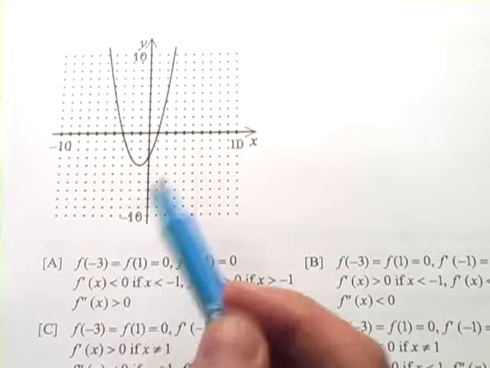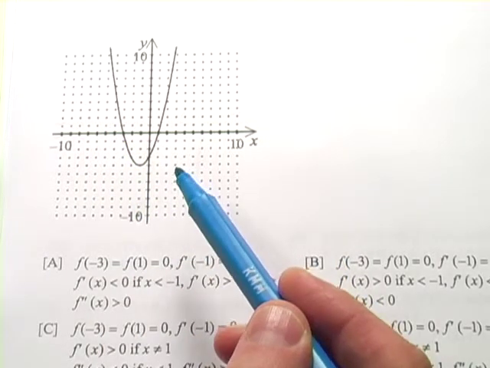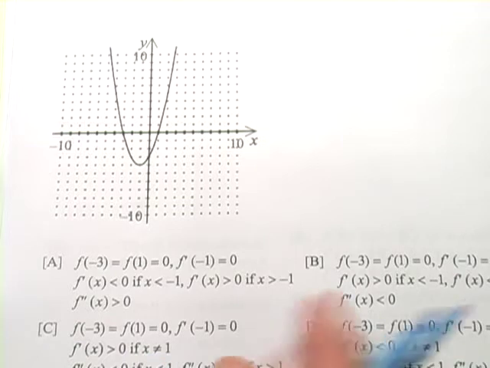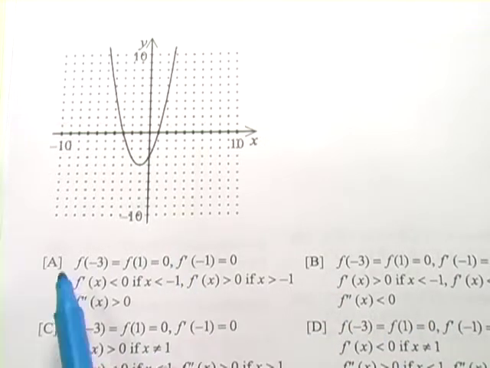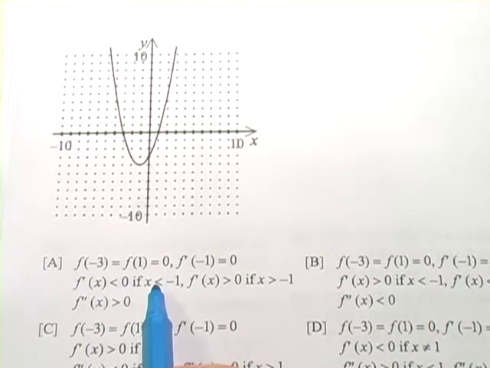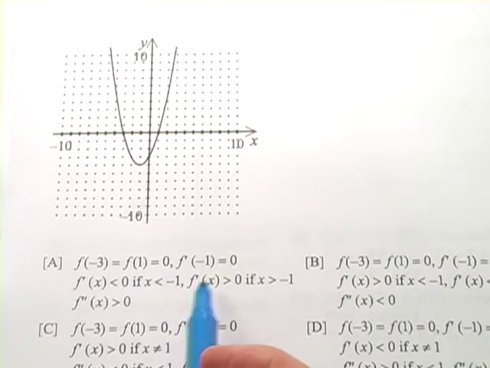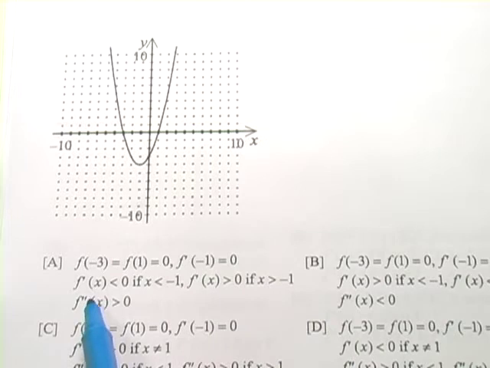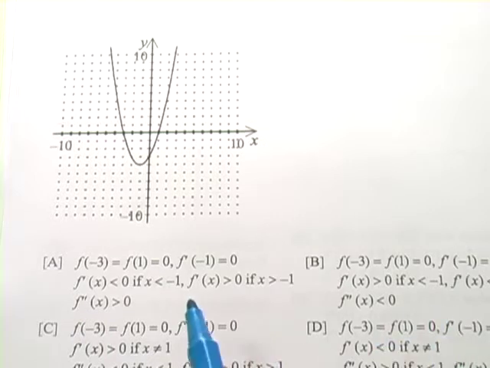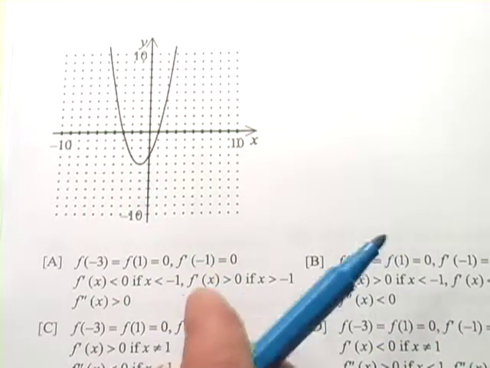In these problems, we're being given a graph of a function and then being asked to match it with a set of information about that function. And they're giving us information such as the zeros of the function, some points of the value of the derivative, where the derivative is greater than 0 or less than 0, and where the second derivative is greater than 0 or less than 0. So let's look at this one.